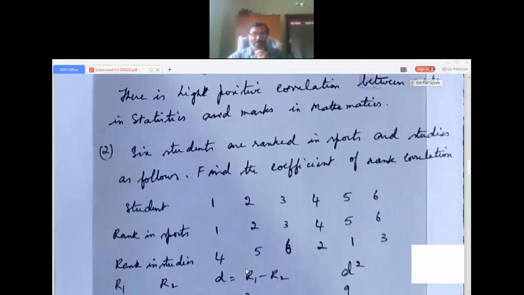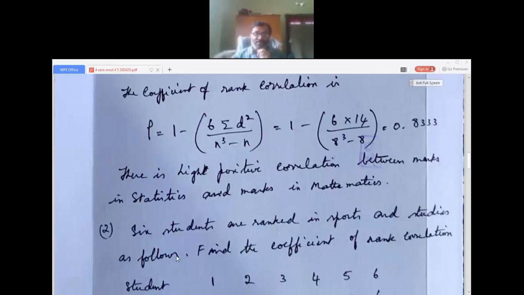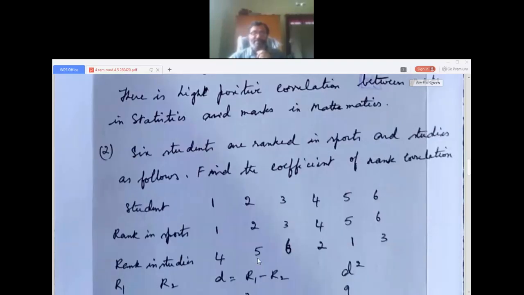Okay, now we'll see another question. 6 students are ranked in sports and studies as follows. Find the coefficient of rank correlation. So in this problem, they have already given the ranks directly. So your work is reduced.